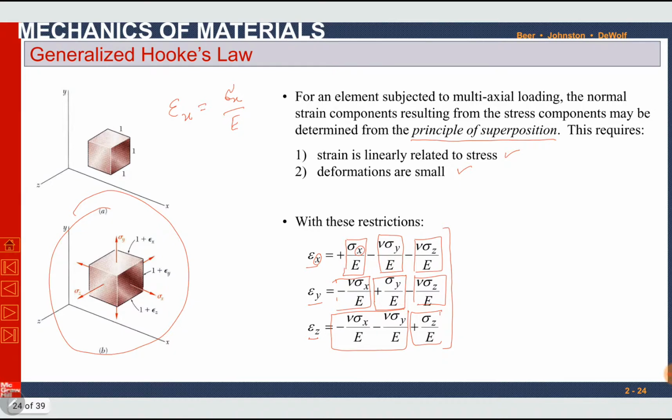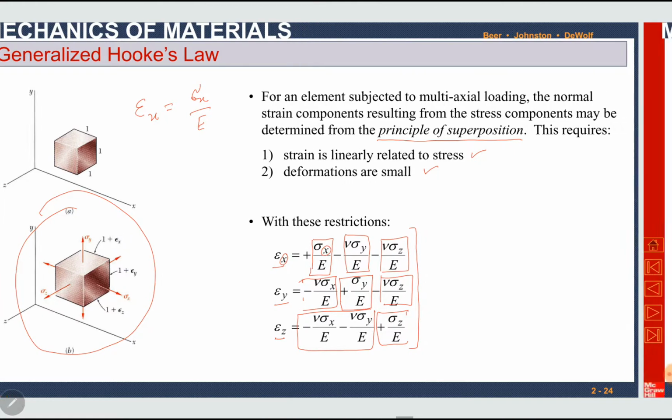You do not need to prove this expression, and if you want to prove it, you can see the proof from your book. I do not want to discuss it in detail.